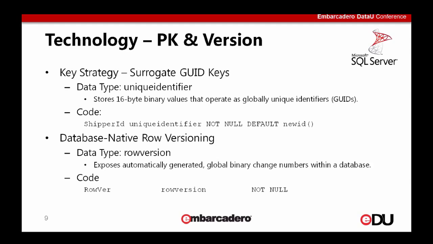The next piece is row versioning. So this is this technique for optimistic concurrency, and again, well supported by SQL Server. The row version exposes an automatically generated global binary change number. That means every time any row in the database is changed, that row version is bumped. And so what that means is that within the records, the change numbers are different with every change, increasing, but not necessarily congruent. There can be gaps in the sequence because other records in the database get updated. But for our purposes, row version is perfect for concurrency control.